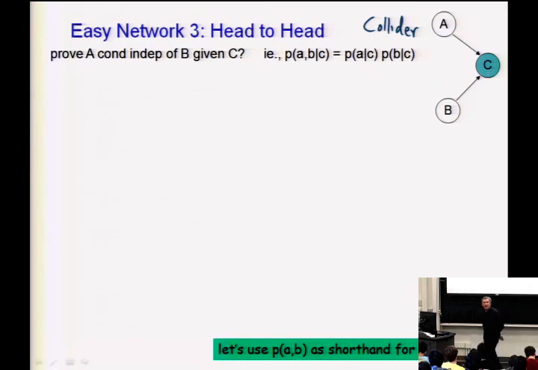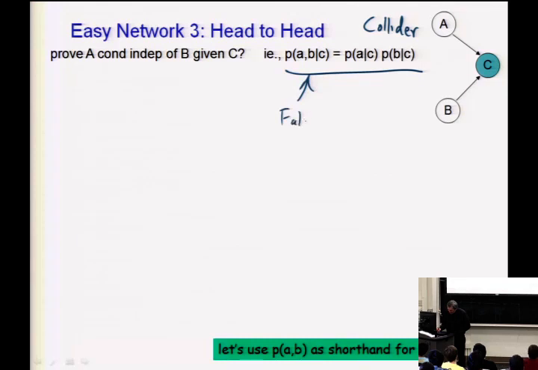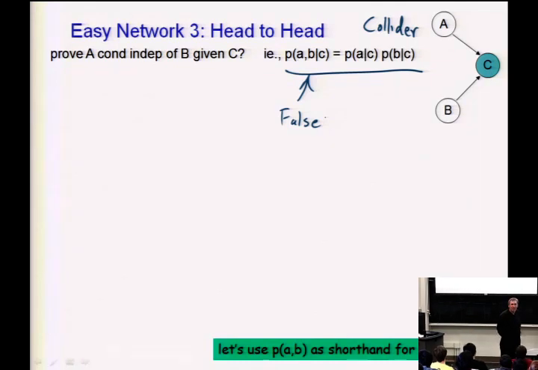Can't really say anything out of that statement. Can we prove this thing? Actually, no, this is false. You could try to prove it, but it's actually not entailed by that graph structure or the factorization of the joint distribution that comes from that graph structure.